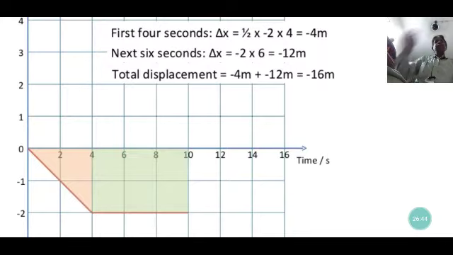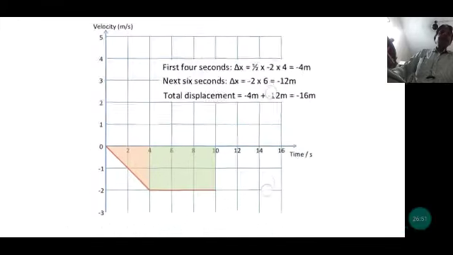Now from this example we understood. Next slide.